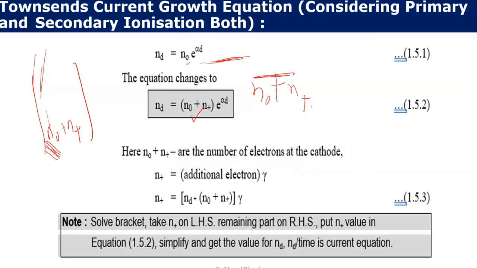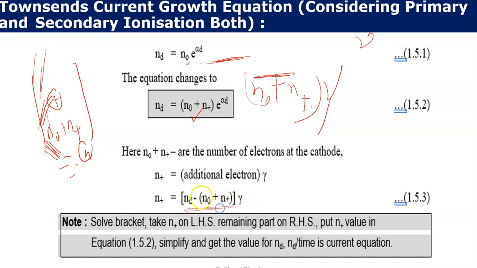Now if the initiating electrons are these, how many electrons will be liberated by positive ion impact? That will be multiplied by gamma. Why? Because gamma is, when only one positive ion impact is there, it will liberate some secondary free electrons. For one positive ion impact, the total electrons liberated will be this additional electron into gamma. So N plus will be equal to Nd minus N0 plus N plus, into gamma.